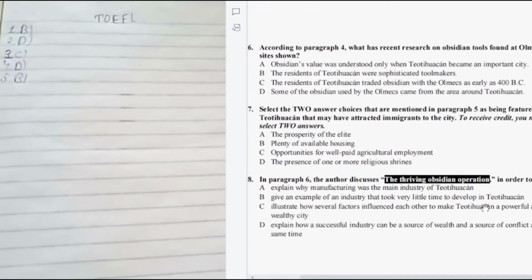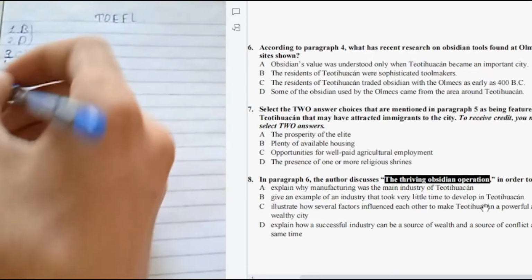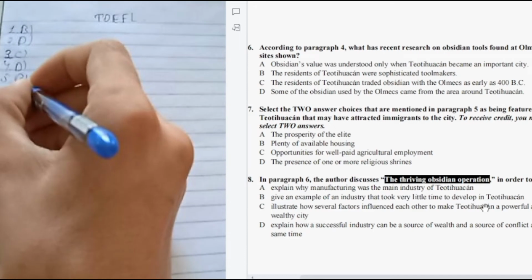Was understood only when, yeah, no, B is wrong, B, C, and D. No, the correct answer is A.